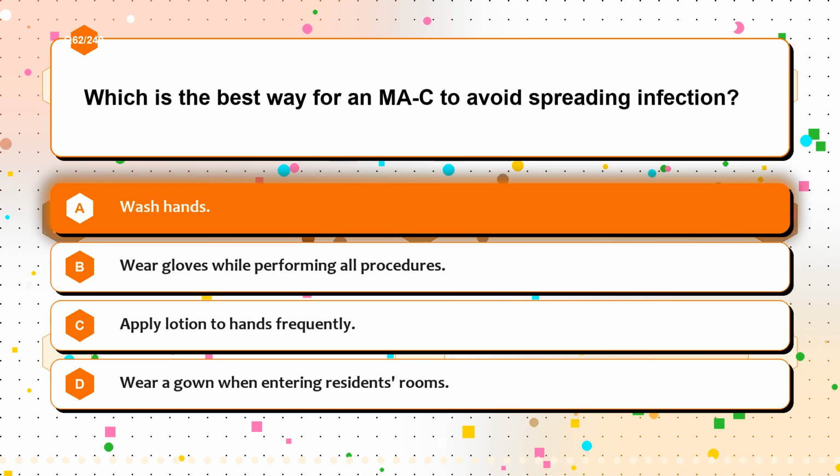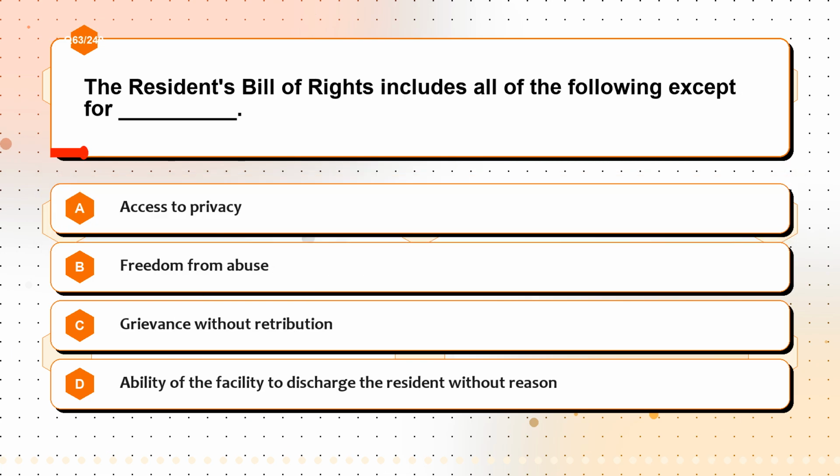The correct answer is option A, wash hands. Question 63. The Resident's Bill of Rights includes all of the following except for blank. Here are the options. Option A, access to privacy. Option B, freedom from abuse. Option C, grievance without retribution. Option D, ability of the facility to discharge the resident without reason.